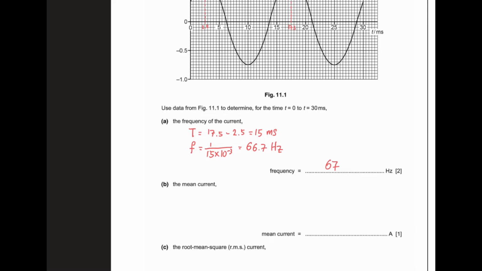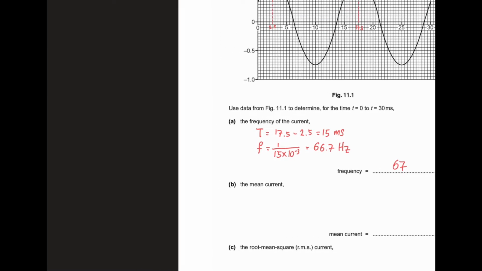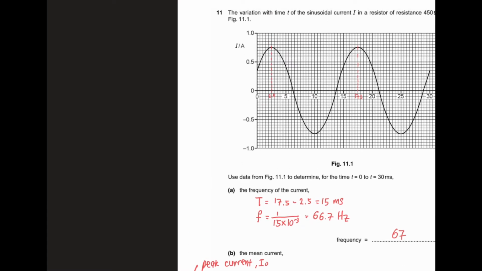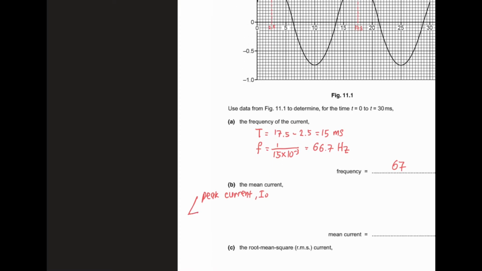Okay, the mean current. Mean current, be careful. We have 3 types of current. Right at the side here, we have peak current. Peak current is I naught, the maximum. For this case, I naught is this value, 0.75. That is peak current.